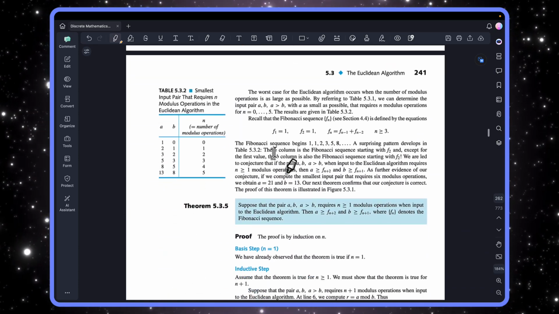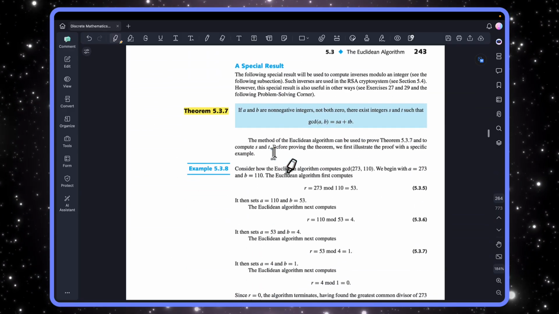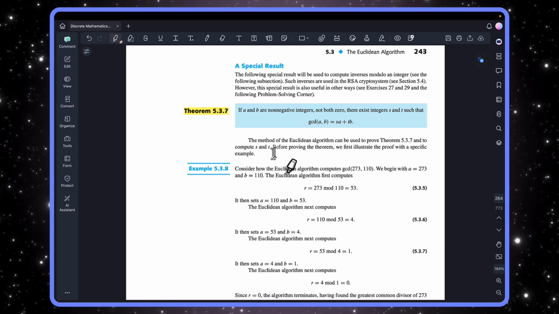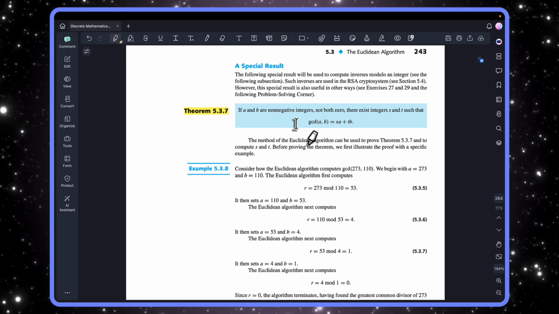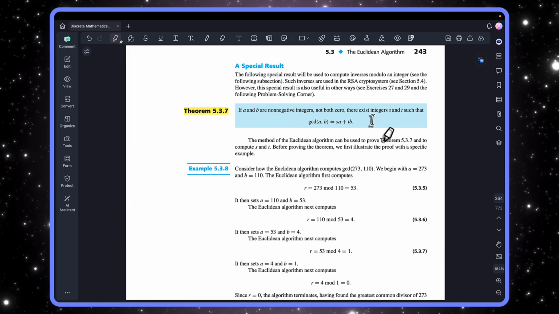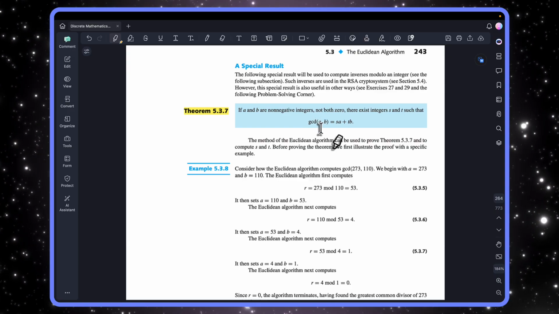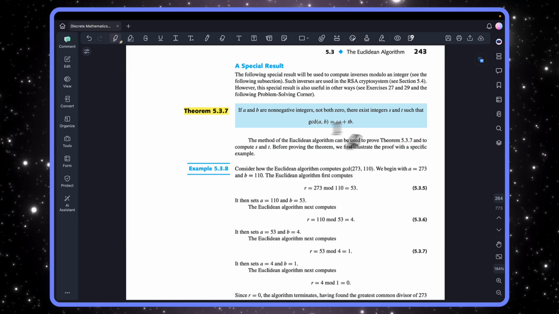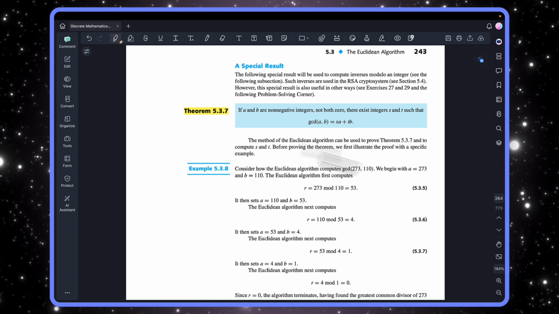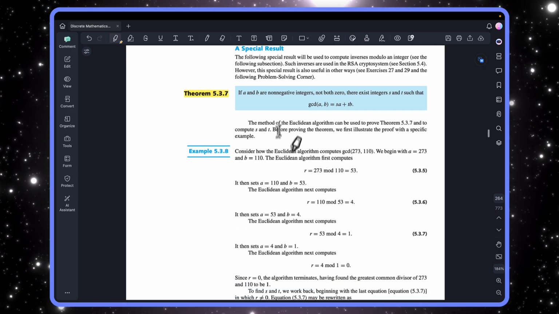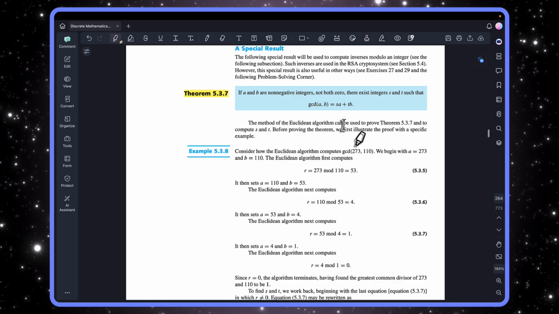What I did want to show you is this next theorem, which is also very important in mathematics. This is going to look odd, but here we go. If a and b are non-negative integers, not both 0, then there exists an s and a t such that the greatest common divisor of a and b is equal to s times a plus t times b. Let's go through an example of how we would actually find these numbers s and t.